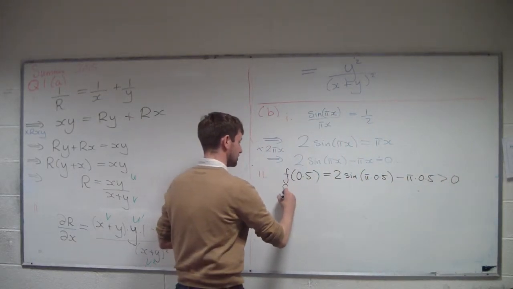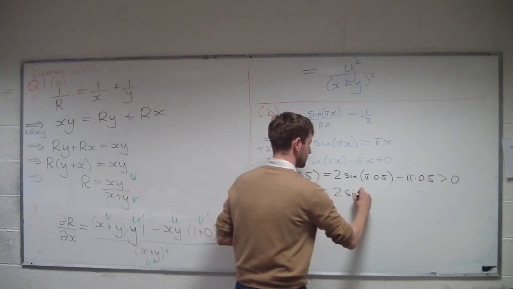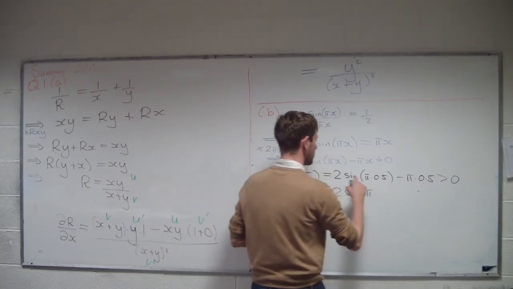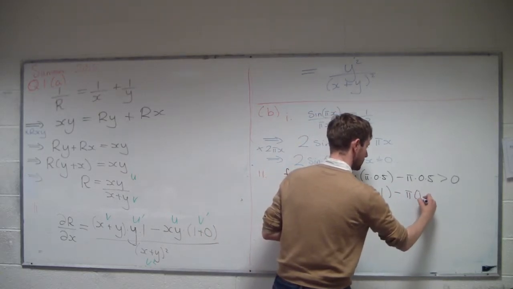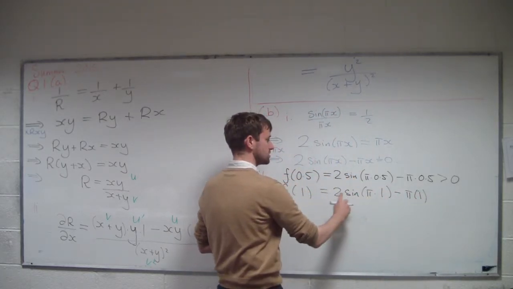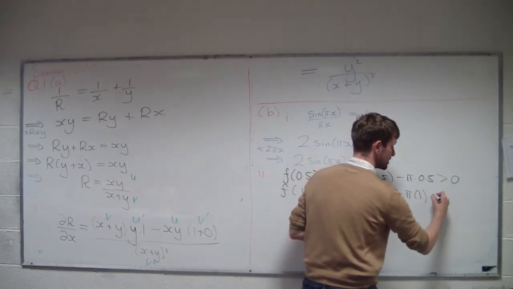And then look at the same thing at 1. 2 sine pi by 1 minus pi by 1. This is actually equal to 0 minus pi, so this is equal to minus pi, and the important thing is that it's negative.